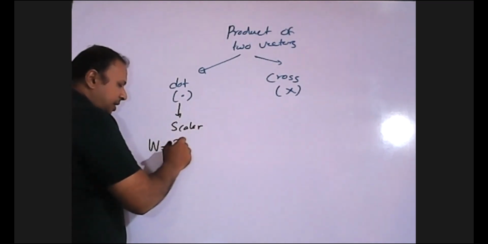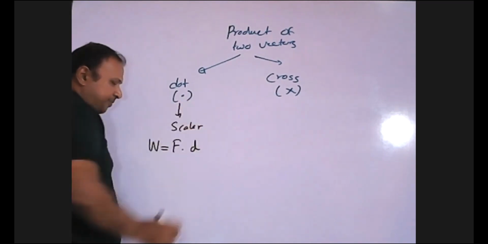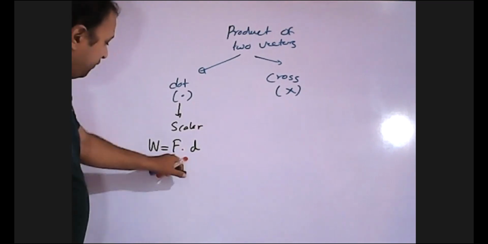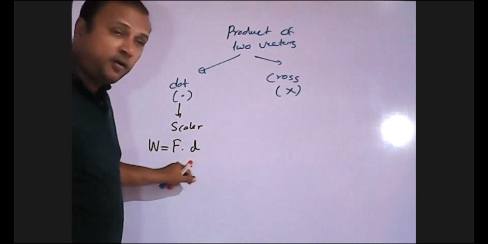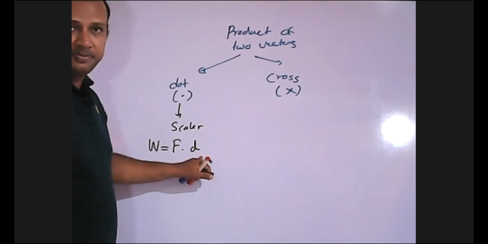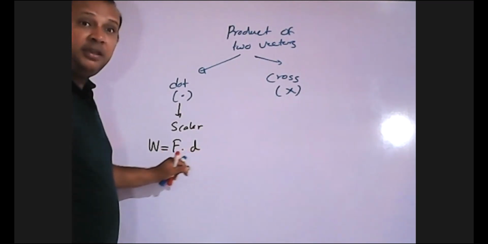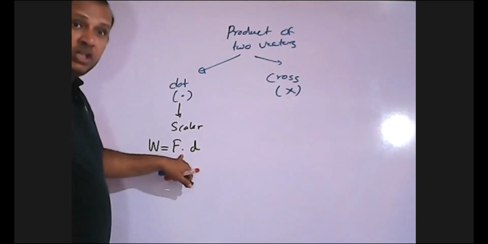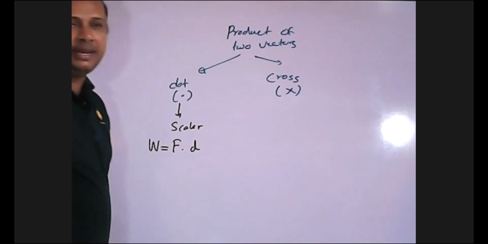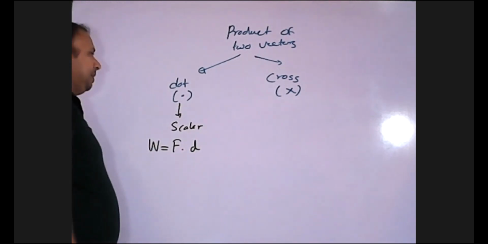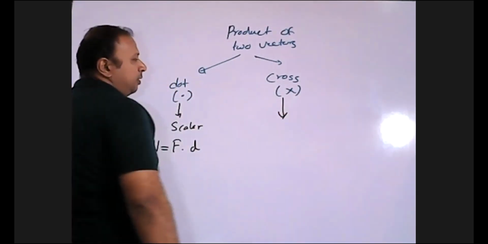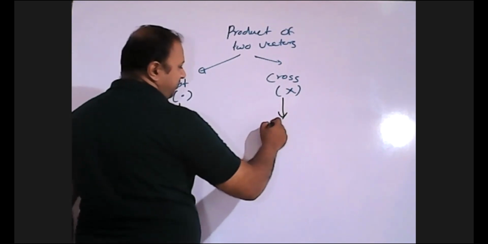Work done is equal to F into D, where F means force and D means displacement. If we consider force and displacement separately, those are vectors. But if we multiply those vectors using the dot product method, it will give a scalar. Then the cross product. Cross product gives a vector.